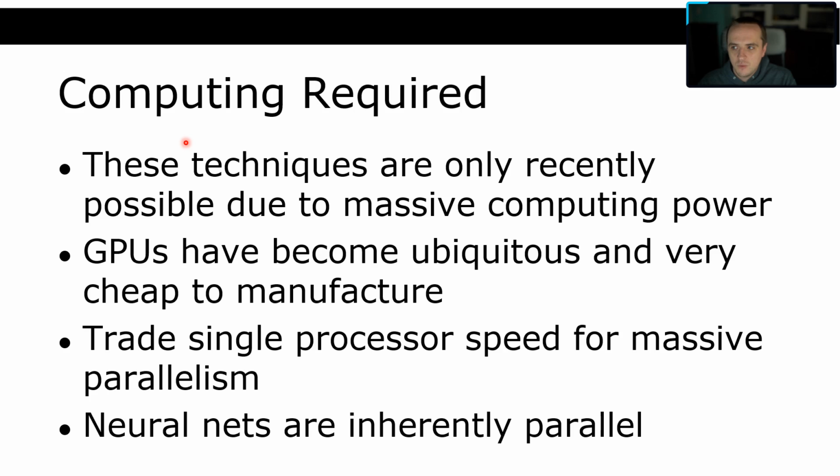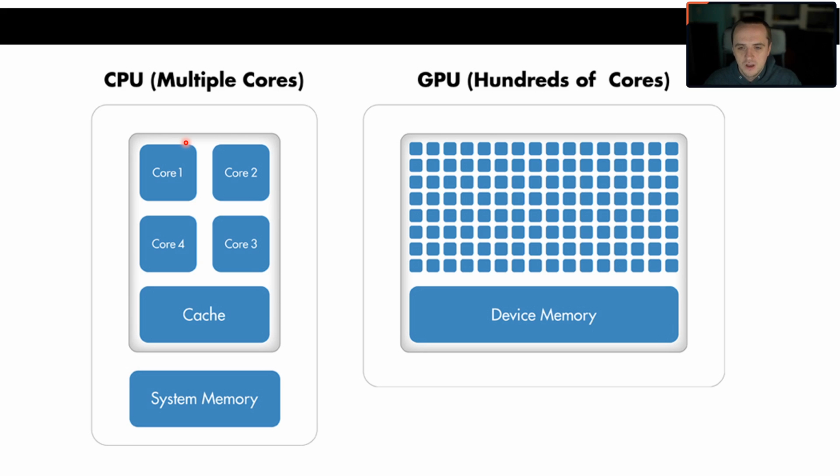And neural networks are massively parallel. You can do all the calculations for a single layer at the same time without needing to wait for any pipelining or anything like that. So you have a CPU which may have a few cores, but your GPU is going to have hundreds, if not thousands of cores now.